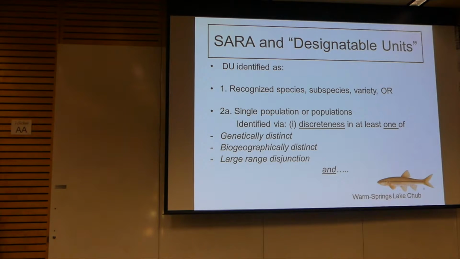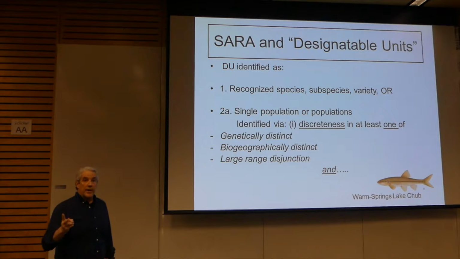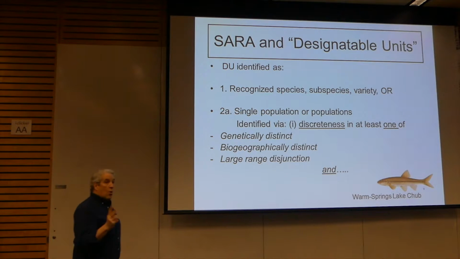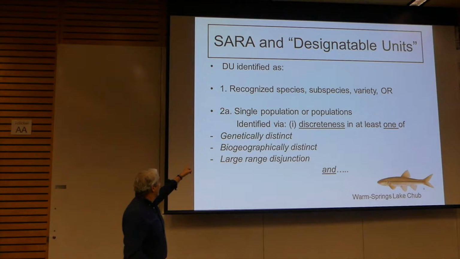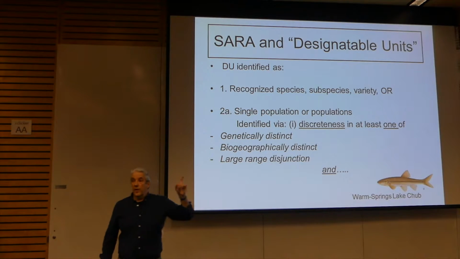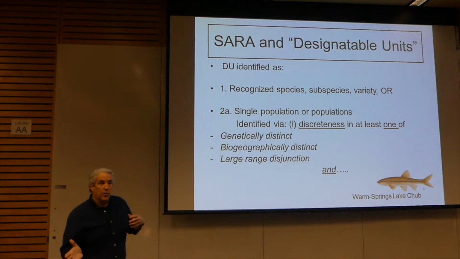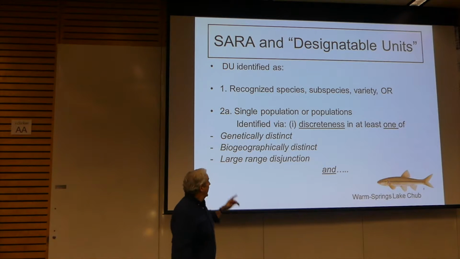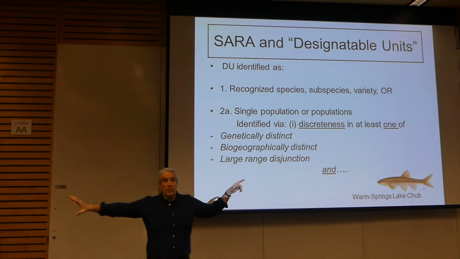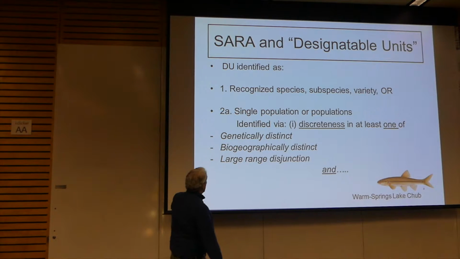So how are DUs identified? Well, as I mentioned, they can be recognized species or subspecies, which is easy, or a variety, and varieties often have names. Or they can be a single population or an assemblage of populations, but if the latter two, if you want to carve off a single population or group of populations from the taxon as a whole, that putative DU has to satisfy two criteria. It has to be discrete from all the other representatives of that taxon, in at least one of these characteristics.